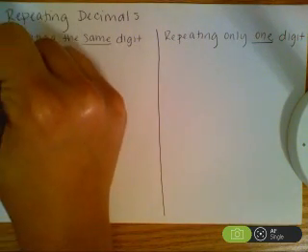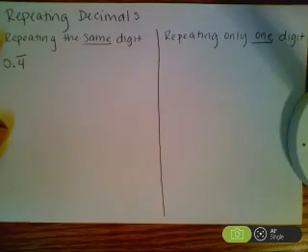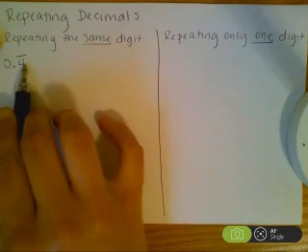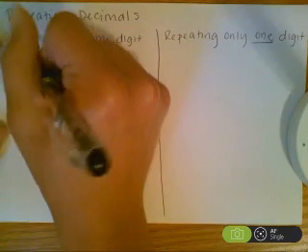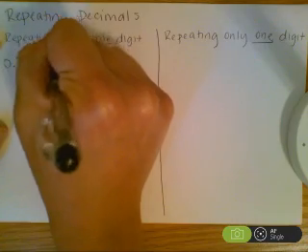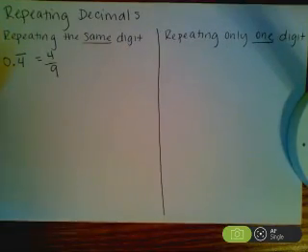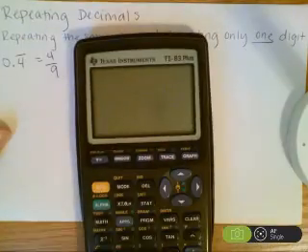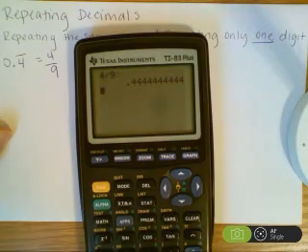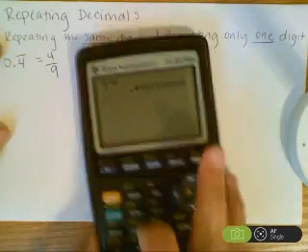For example, if you were trying to convert the decimal 0.4 repeating, the only digit you're repeating is the 4. There's no other numbers in front of it, so the decimal is simply 4/9. If you were to check that with your calculator, you can see that 4 divided by 9 is 0.4 repeating.